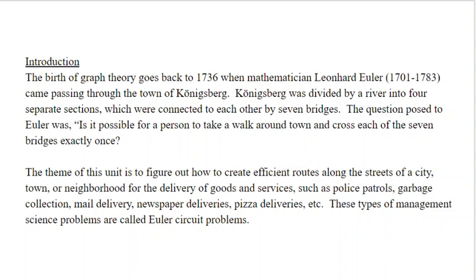The birth of graph theory goes back to the mathematician Leonhard Euler, who was a mathematician in the 1700s, and in 1736 he went through the town of Königsberg, Russia. Königsberg is divided by a river into 4 separate sections, and the sections are connected by 7 bridges. The question that the town wanted answered was, is it possible for a person to take a walk around town and cross each of the 7 bridges exactly once?